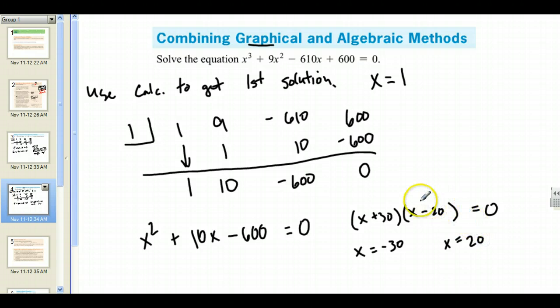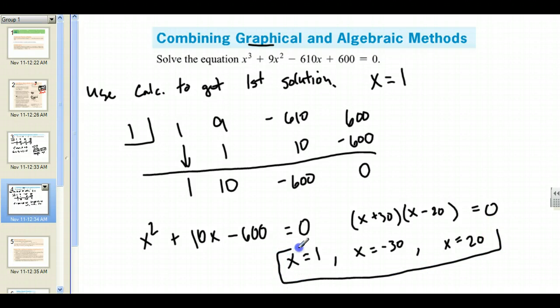Alright, so my three solutions, don't forget this one up here, are x equals 1, x equals negative 30, x equals 20. Okay, don't forget the one that you use to start the process.